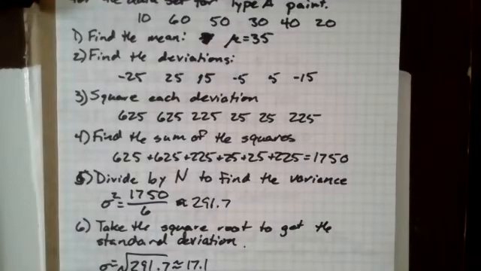Now we square the deviations. That gives us 625, 625, 225, 25, 25, 225. And we find the sum of the squares, which is 1750, and divide that by n to find the variance. So sigma squared is equal to 1750 over 6, which is about 291.7. That's our variance. Finally, we take the square root to get the standard deviation. Sigma is the square root of 291.7, which is approximately 17.1.